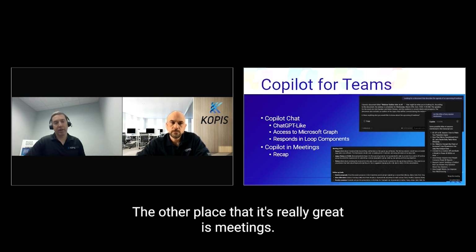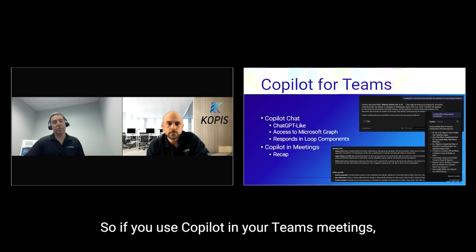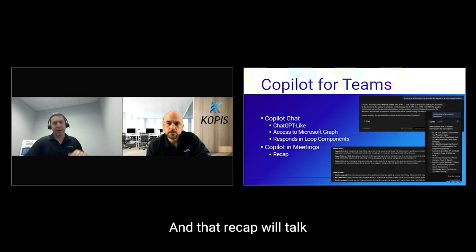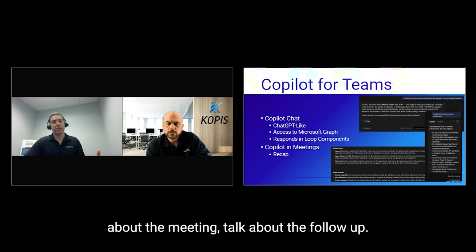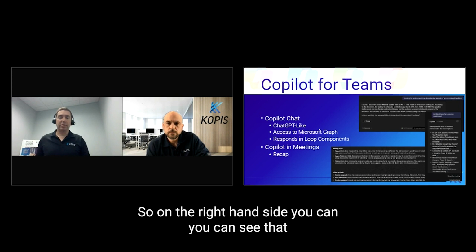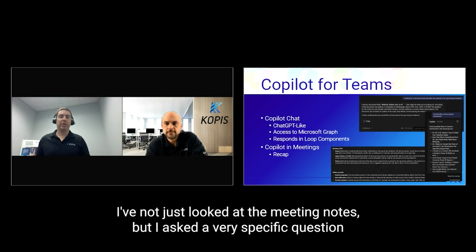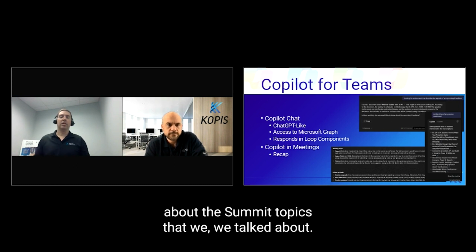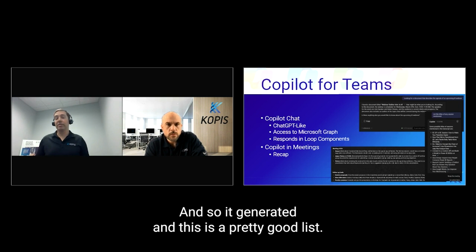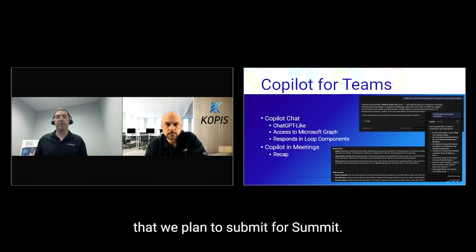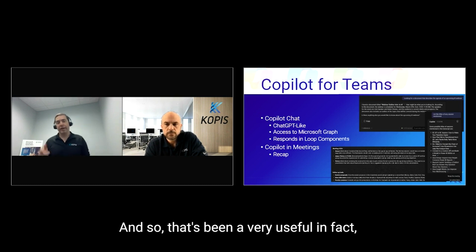The other place that it's really great is meetings. If you use Copilot in your Teams meetings, at the end of that meeting, it will generate a recap. That recap will talk about the meeting and the follow-up. Additionally, you can query. On the right-hand side, you can see that I not just looked at the meeting notes, but I asked it a very specific question about the summit topics that we talked about. It generated, and this is a pretty good list, just about every single topic that we plan to submit for Summit. That's been very useful.